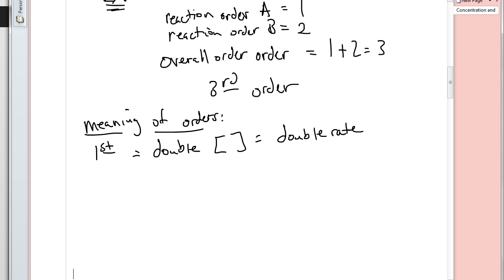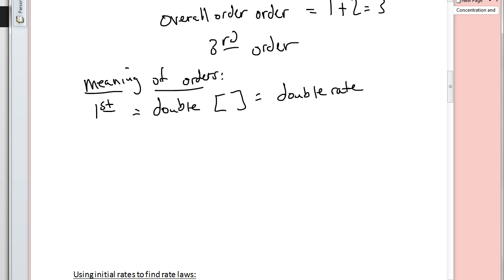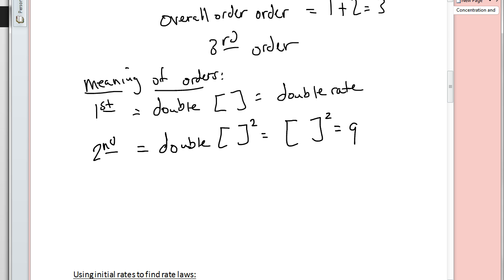Now, let's talk about what happens if you have a second order reaction. If you have a second order reaction, and let's say you double your concentration. And the way you would show the doubling of concentration is you would raise it to a power of 2, exponent of 2. And what that would mean is you would be quadrupling the rate.